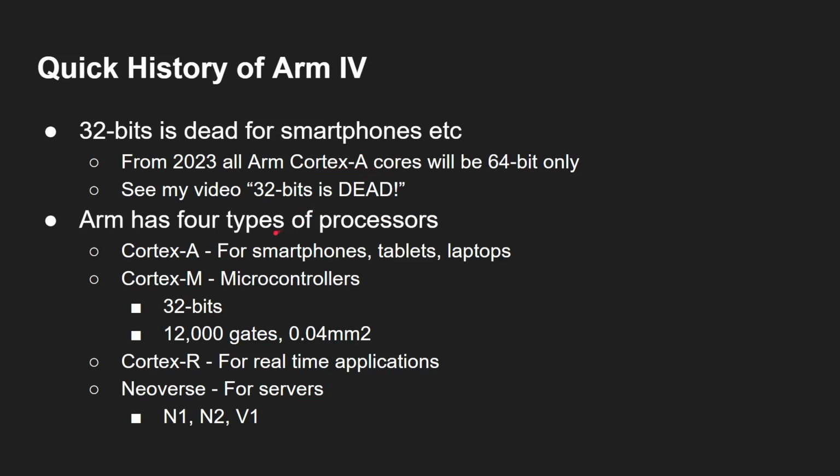And why I say that is because ARM actually makes 4 types of processors. Cortex-A for smartphones, tablets, laptops, and so on. But it also has, of course, a very powerful microcontroller range in the Cortex-M range. And these still remain at 32 bits. And the Cortex-M0 Plus, which is the smallest microcontroller they do, is just 12,000 gates. Full 32-bit processor, 12,000 gates, 0.04 square millimeters. So a very, very tiny microprocessor. It also has Cortex-R processors, which are for real-time applications. And then there are the Neoverse processors, which are for servers. So you've got the Neoverse N1, the N2, and the V1.